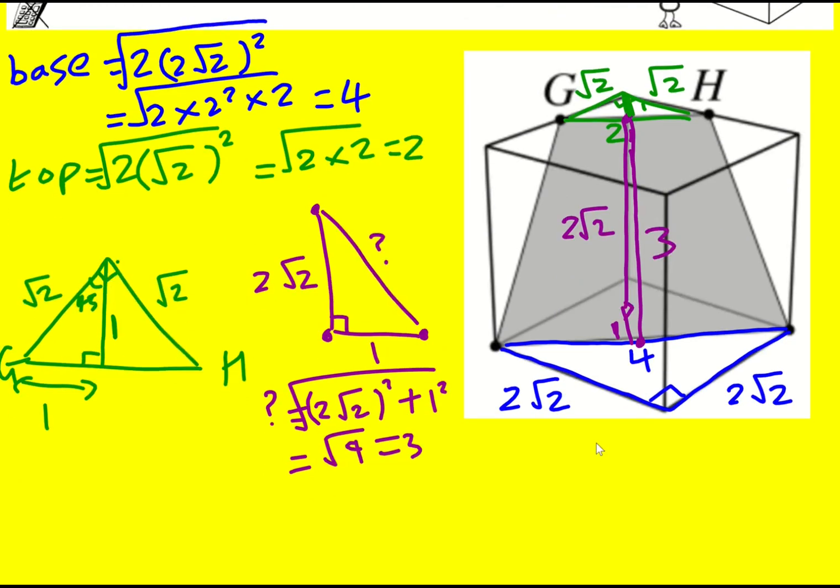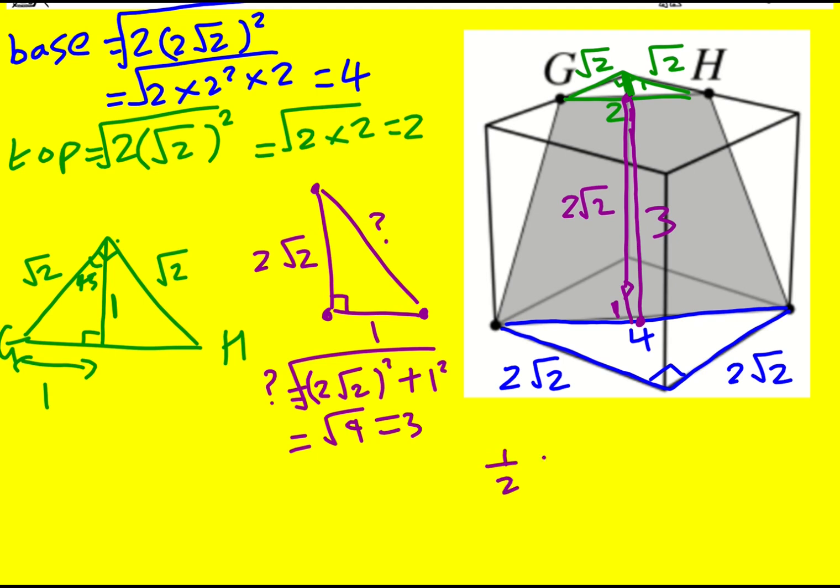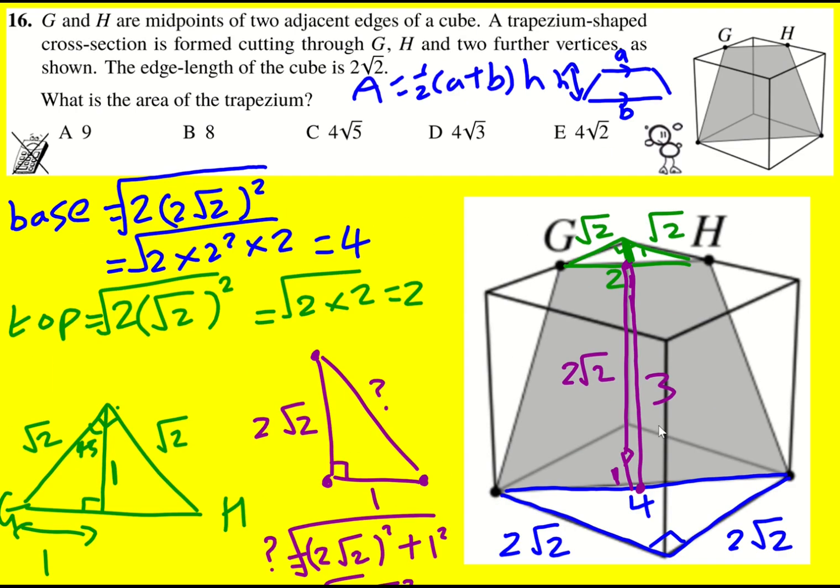So I've got my trapezium: a half times the top, which is 2, plus the base, which was 4, multiplied by the height. A half of 6 is 3. 3 times 3 gives us our answer of 9.